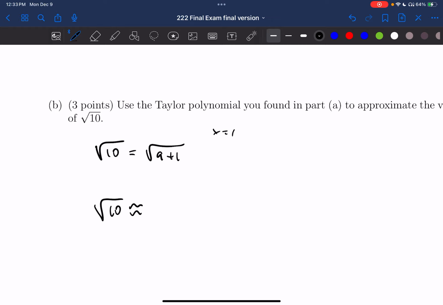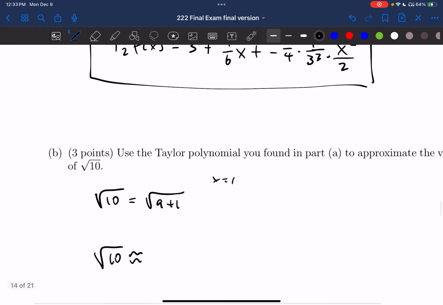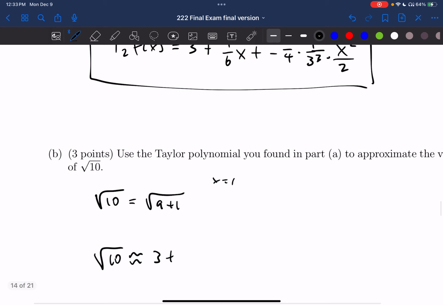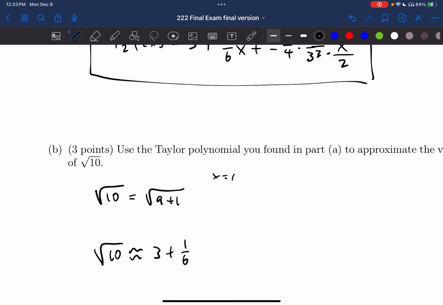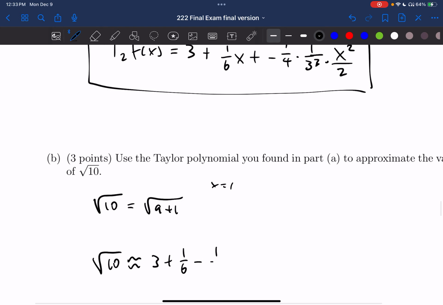So the square root of 10 is approximately going to be equal to 3 plus 1 over 6 times 1, which is just 1 over 6, minus 1 over 4 times 1 over 3 cubed times 1 over 2.